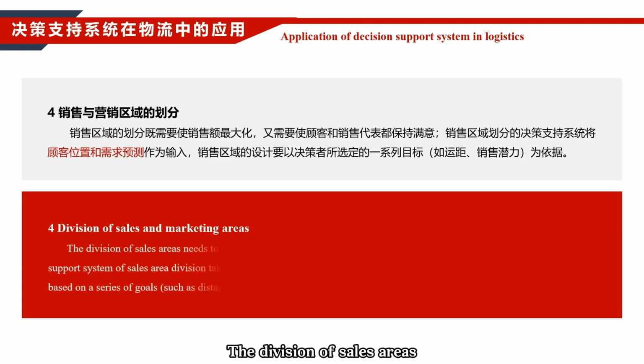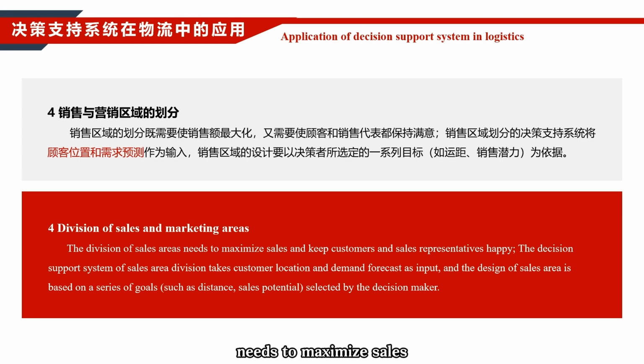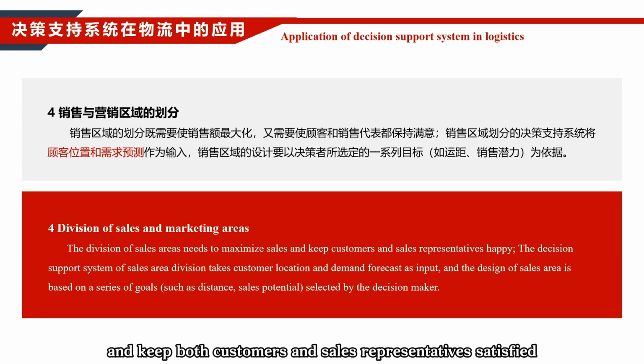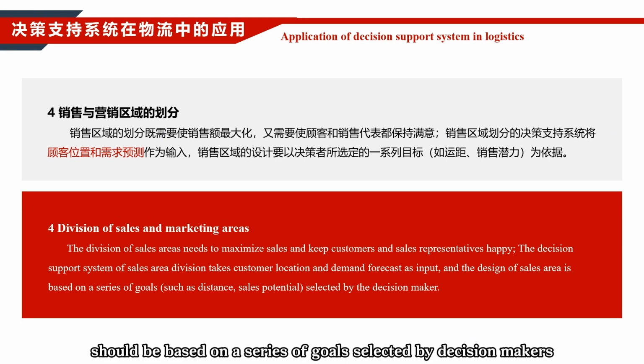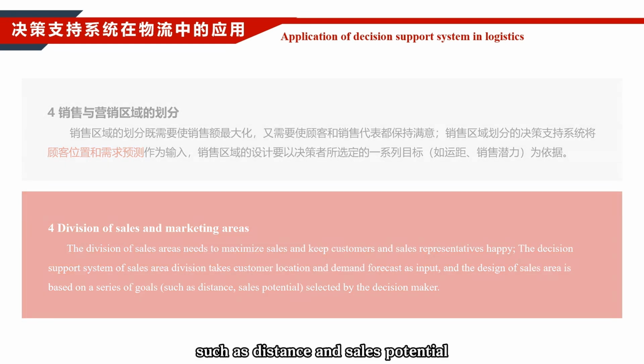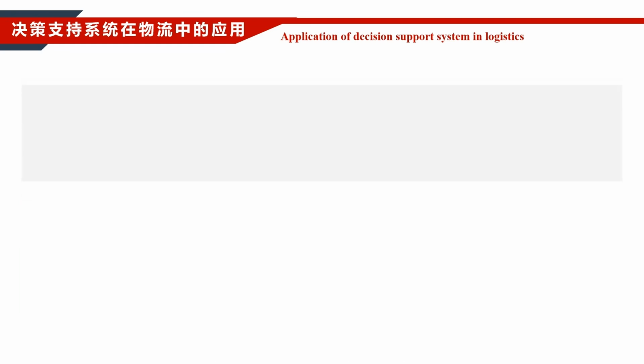The division of sales areas needs to maximize sales and keep both customers and sales representatives satisfied. The decision support system for sales area division takes customer locations and demand forecasts as input, and the design of sales areas should be based on a series of goals selected by decision makers, such as distance and sales potential.